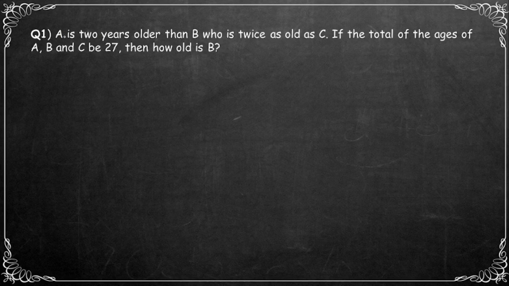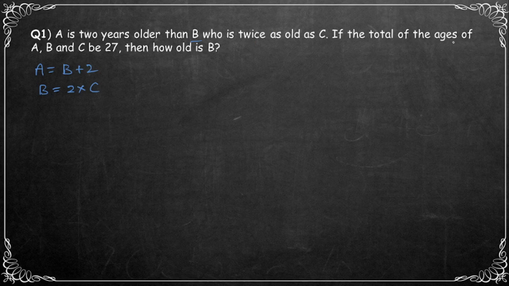Question 1. A is 2 years older than B, who is twice as old as C. If the total of ages of A, B and C be 27, then how old is B? So A is 2 years older than B. So if we take B and add 2, we get A. Now B is twice as old as C. So that means B is equal to 2 into the age of C, which is C.